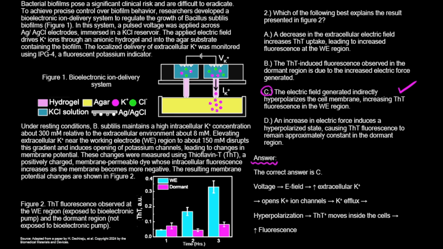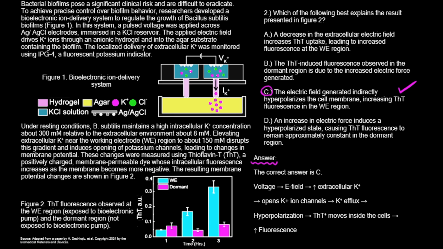The pulse voltage creates a potential difference, which generates an electric field. This electric field controls the movement of K+ ions, directing them to the anionic hydrogel and depositing them on the outside, or the extracellular side, of the bacterial cells. This process leads to potassium efflux and membrane hyperpolarization.